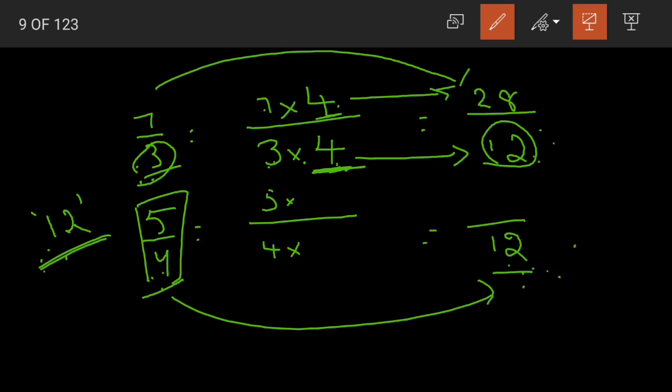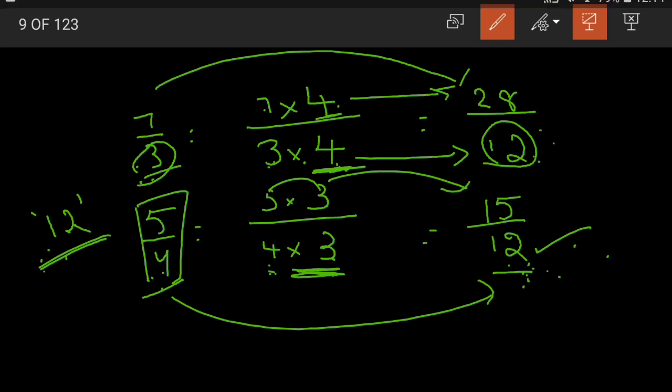Again 5 by 4. The denominator should be the LCM 12. But here we have 4. 4 3s are 12. Yes or no? 4 into 3 will give us 12. So we need to multiply the same 3 in the numerator as well. 5 3s are 15.